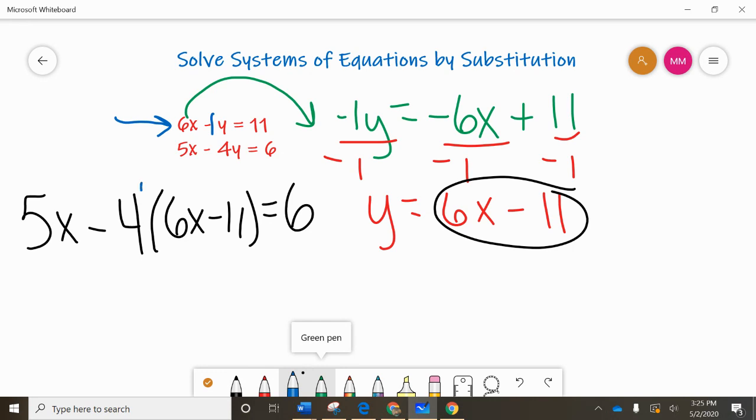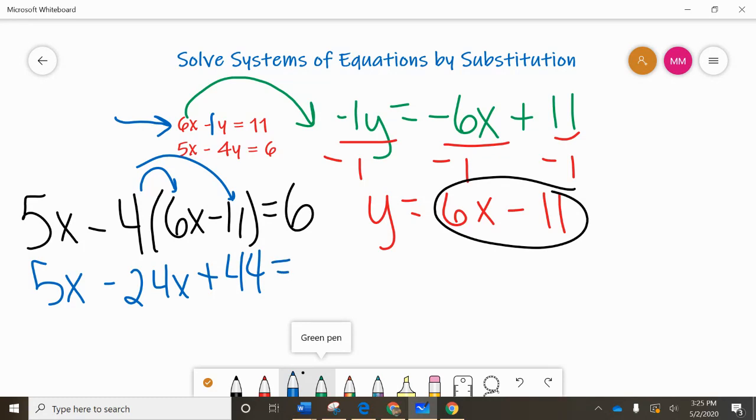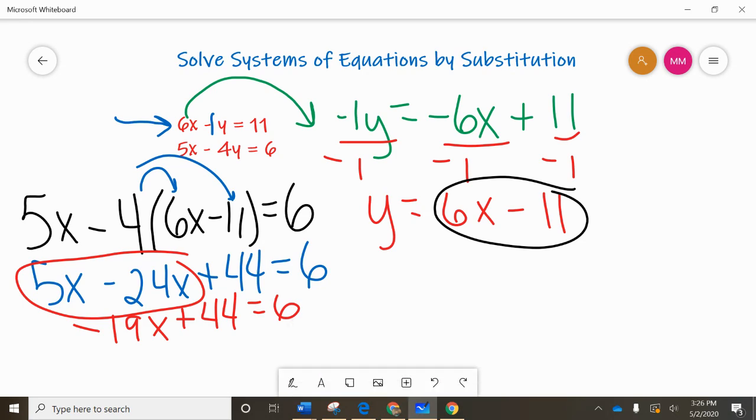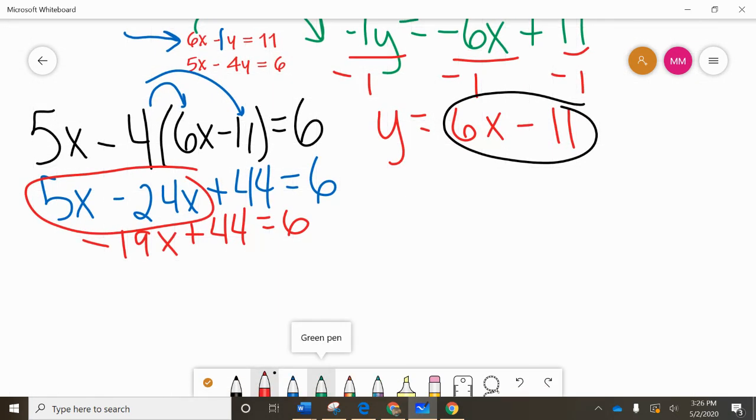So the first thing I'm going to do is distribute my 4. And I get 5x minus 24x plus 44 equals 6. Then I'm going to combine like terms. When I combine like terms, I end up with negative 19x plus 44 equals 6. From here, I'm now going to try to isolate my x. So the next step is to get rid of this 44 by subtracting it from both sides.